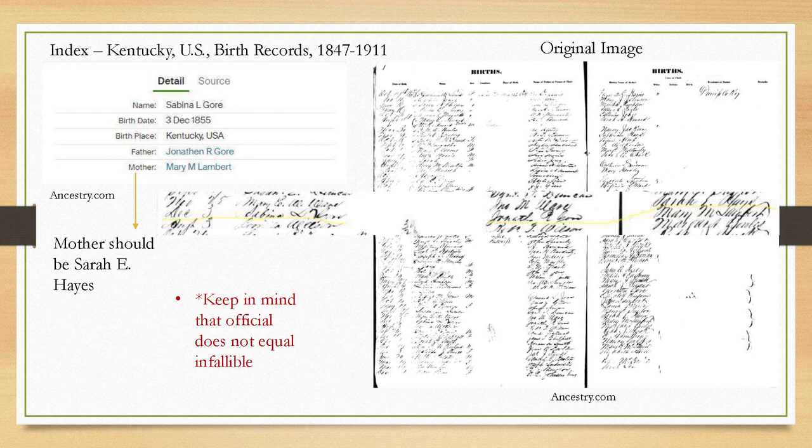The problem with this is that Miriam Lambert is not supposed to be her mother. Her mother is supposed to be Sarah E. Hayes, and we know this from the marriage records. Jonathan Gore actually died a couple of years after Sabina was born. There's no way Mary Lambert could be her mother, and the patron was very confused, and I was confused.